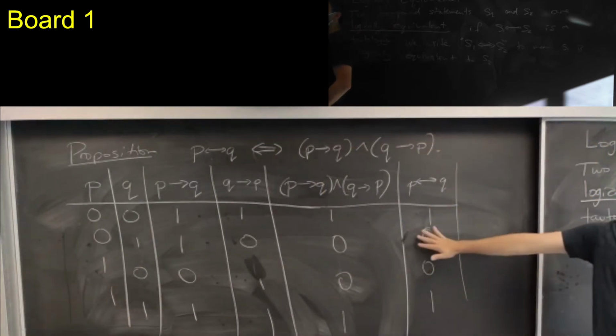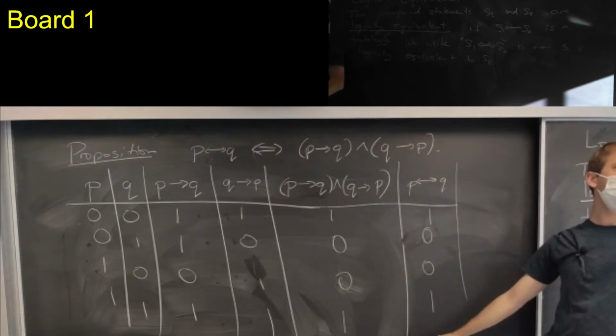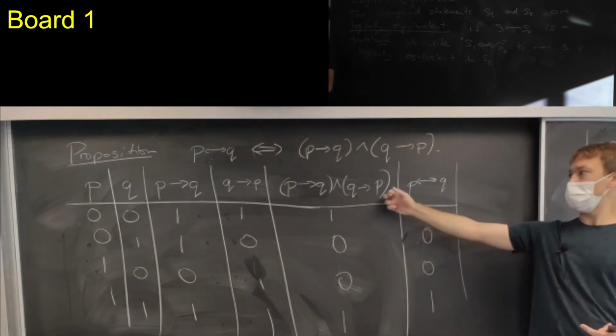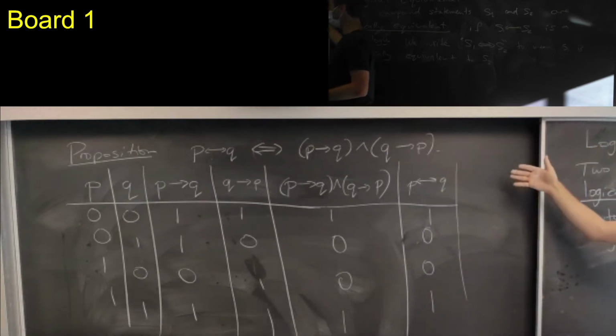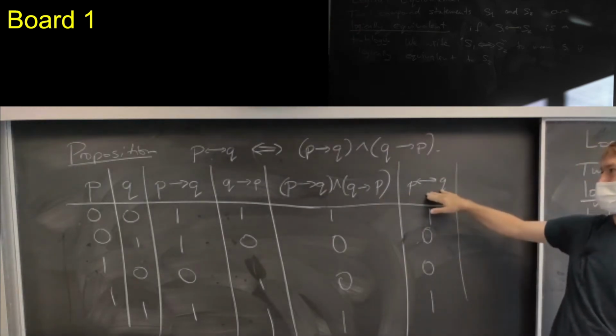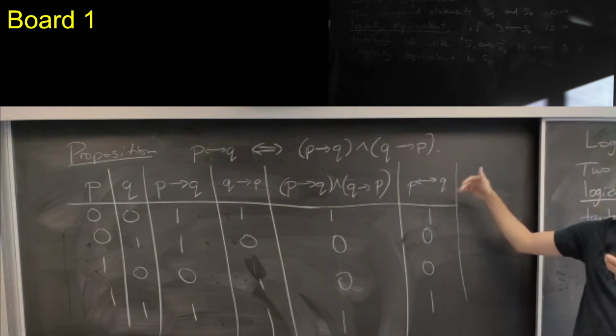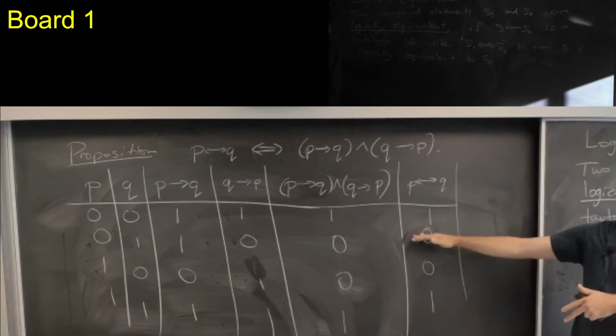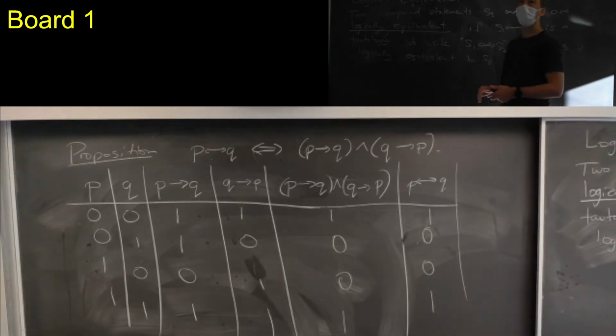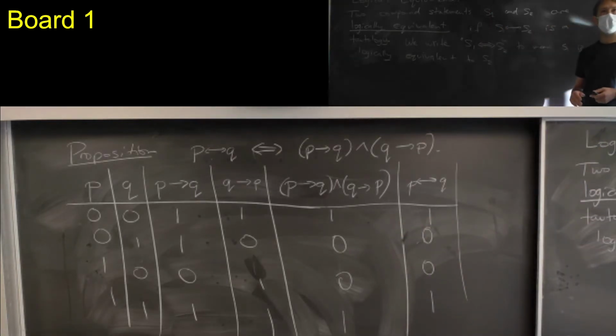And now if you look at these columns, you see they're exactly the same. So therefore, these two statements are logically equivalent. Because if I made another column, which is this if and only if that, it would be just all ones. You don't have to write the last column. It's enough to just check these are all the same. Is that clear? Is that too quick?